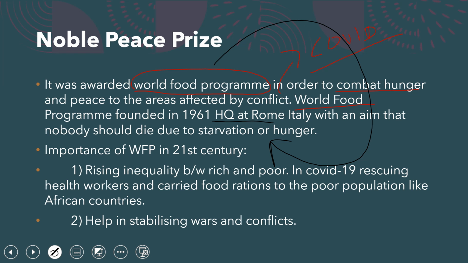The World Food Program has been working very hard in the 21st century, and in this year too. Rising inequality between rich and poor during COVID-19, they rescued health workers and carried food rations to the poor population like African countries. Right now mainly they are active in the African countries, providing them food and more.